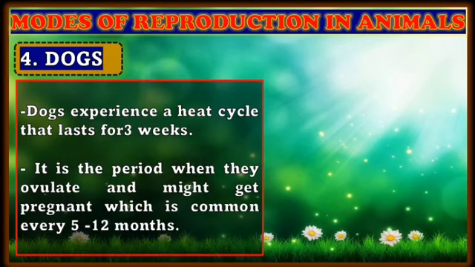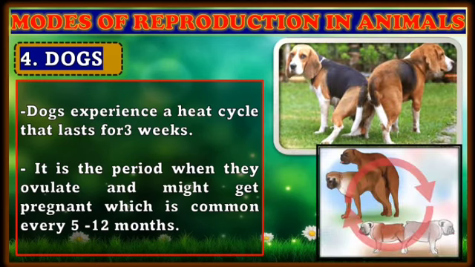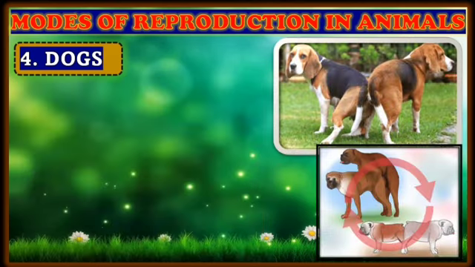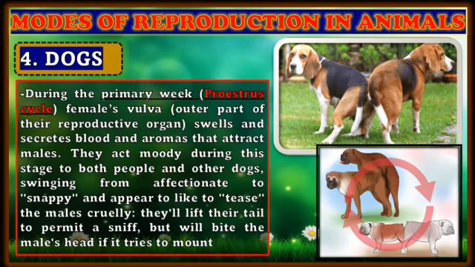Dogs experience a heat cycle that lasts for 3 weeks. So that's 3 weeks. It is a period when they ovulate and might get pregnant, which is common every 5 to 12 months. So the first 1 week, so during the primary week, it is called the proestrus cycle.